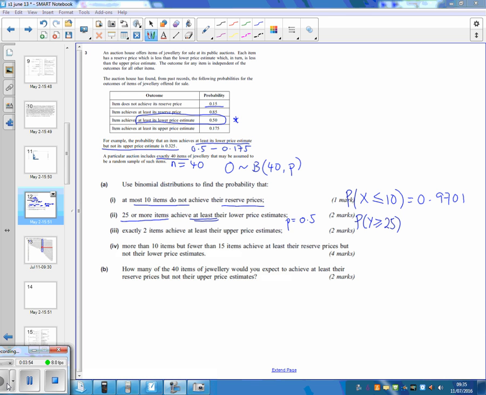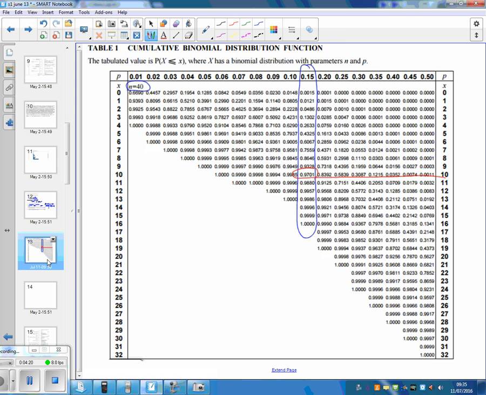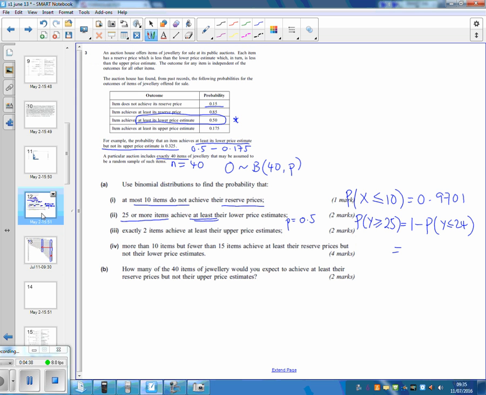On my table I can only look up less than or equal to values, so I have to do 1 minus something. So 1 minus the probability of y being less than or equal to 24. Obviously if I'm doing it straight on my calculator, I don't need to do that bit, but I'm going to use the table. So I've got my probability of 0.5 this time. That one's here, and we want less than or equal to 24. So that's going to be this probability here, 0.9321. And we want 1 minus that, 0.9321. So that's going to be an answer of 0.077.